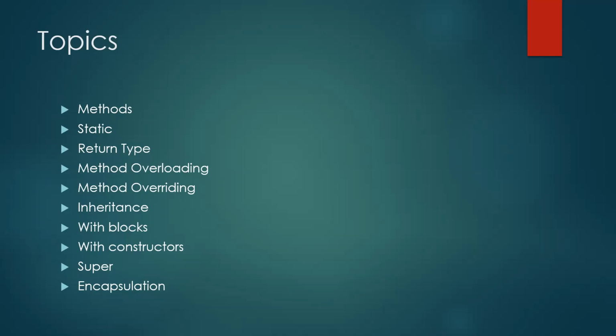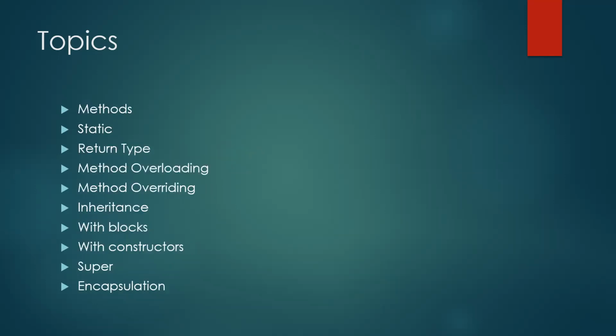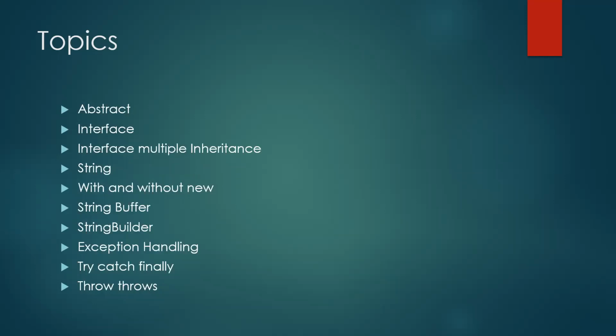Then we will see inheritance. Basically we are going to cover all the OOPs concepts: first inheritance, then encapsulation, then abstraction, and then polymorphism, like method overloading and method overriding. Then we will see exception handling, in which we will see try, catch, and finally block, and then throw and throws. Then we will see string, the meaning of string immutability, string buffer, string builder, and the allocation of a string with and without the new keyword.